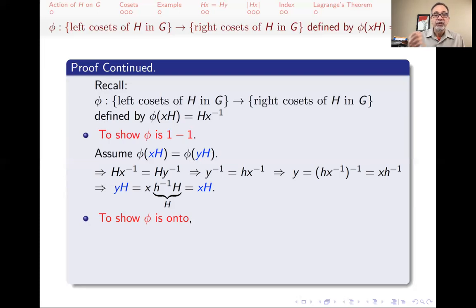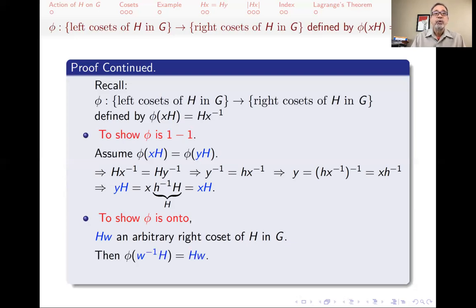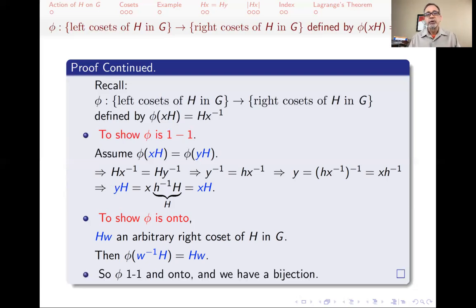To do that, I have to take a right coset and show that it comes from some left coset under this map. So HW, maybe it's an arbitrary right coset of H in G. At this point, I don't know anything about W, but I know which left coset is going to go to it. If you take W inverse H, which is a left coset, and apply phi to it, you will get HW, because you get H(W inverse) inverse, and that's HW. Phi is one-to-one and onto, and we have a bijection.